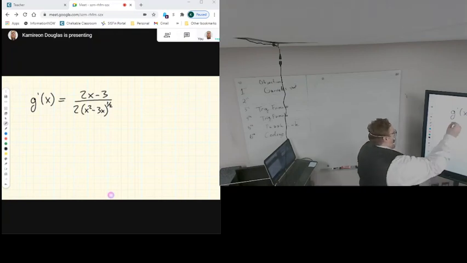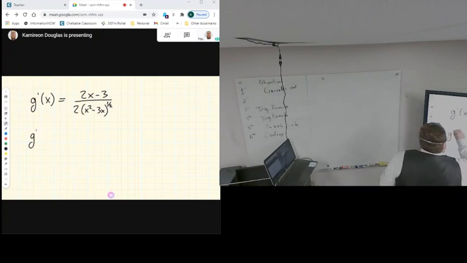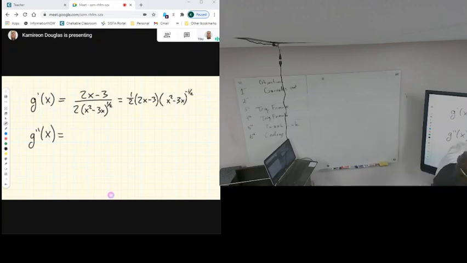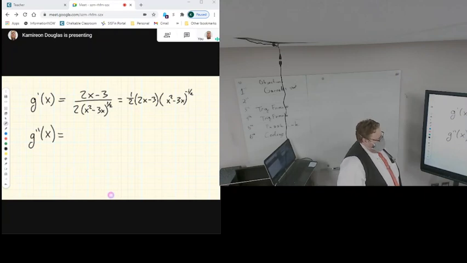To do that, we need to find g double prime. Now, last time we discussed how we can take the derivative of this function. We can take the derivative of the alternate form, which was 1/2 times 2x minus 3 times (x squared minus 3x) to the negative 1/2 power. You can even simplify this by moving the 1/2 inside if you wanted to, and turn this into a much simpler product. But we've got to take the derivative of one of these. So I pose to you guys, would you rather do a quotient rule or a product rule?